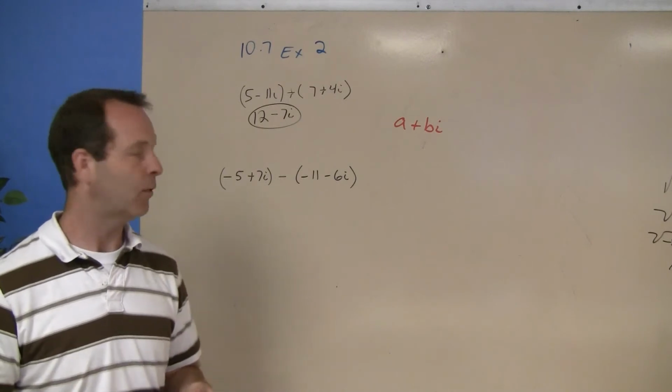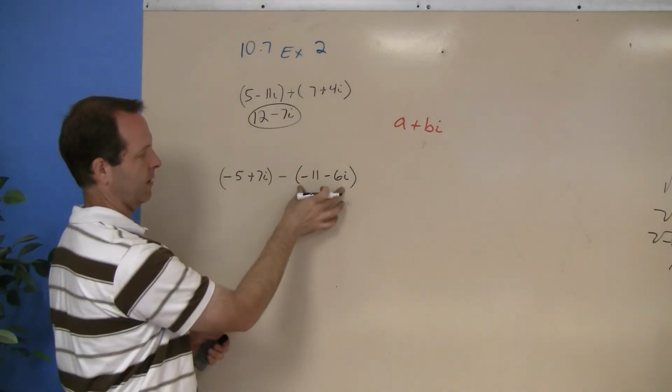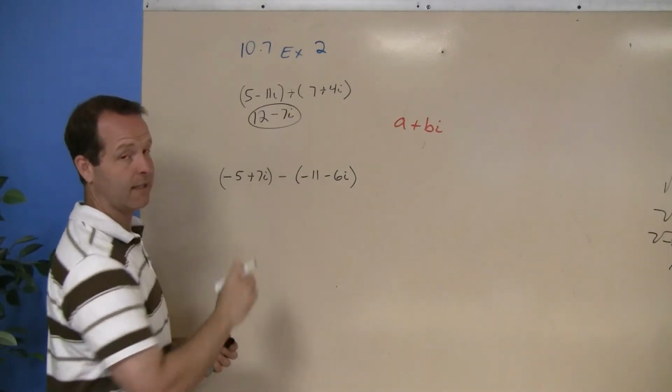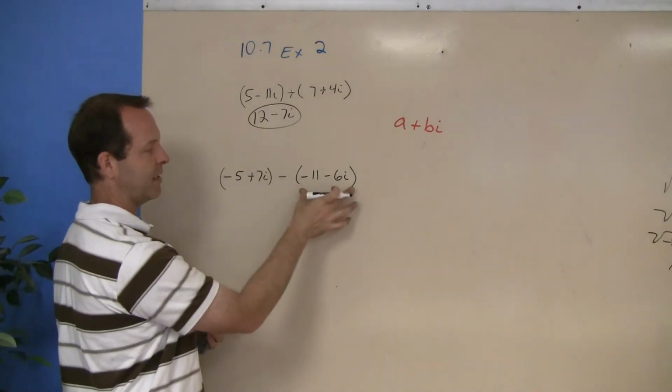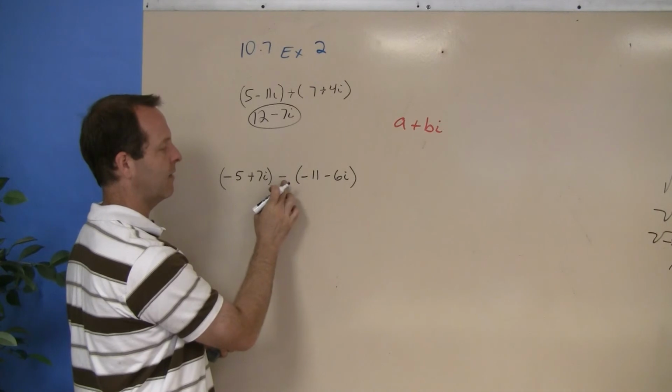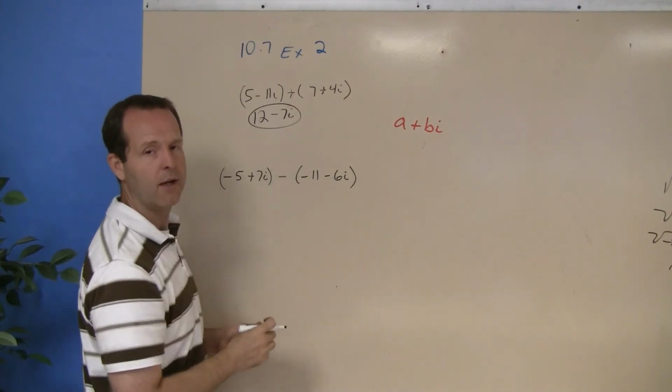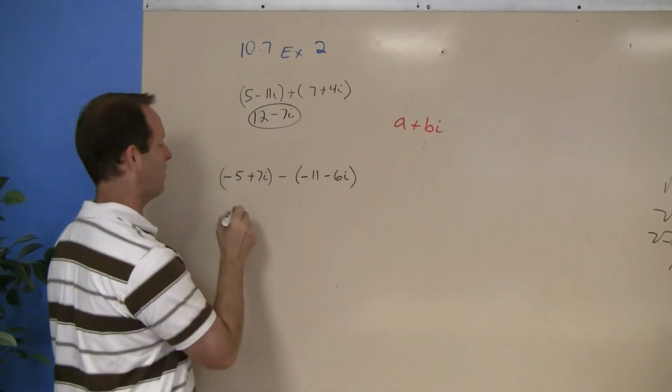My second example, I'm subtracting complex numbers. And this negative does interfere a little bit with this problem. I can't just eliminate the parentheses. This negative is subtracting each term in there. So I'm going to go through and just rewrite the problem.